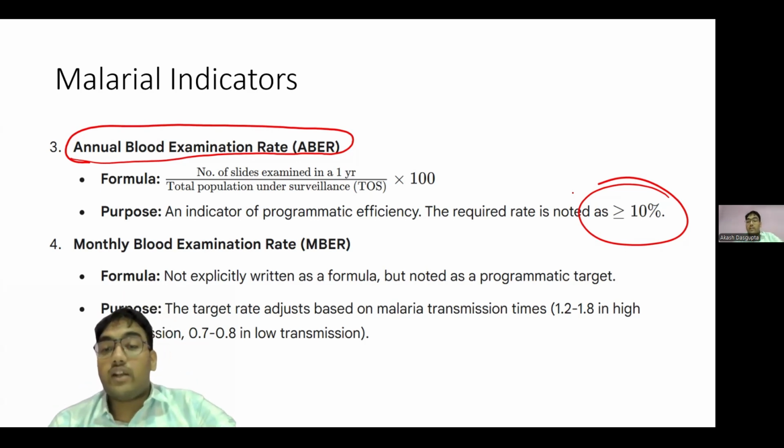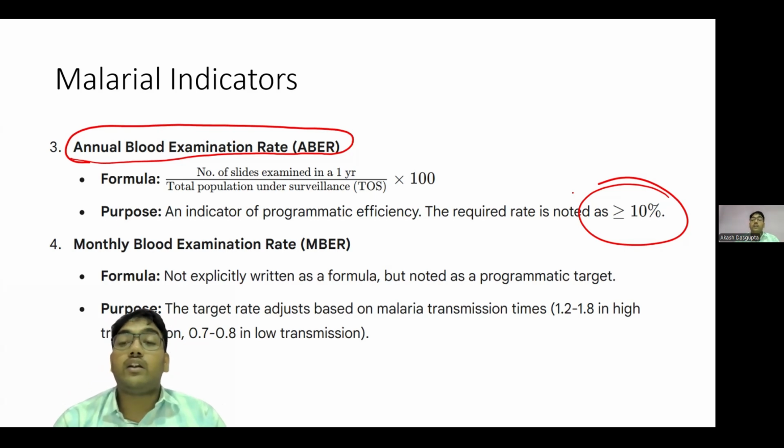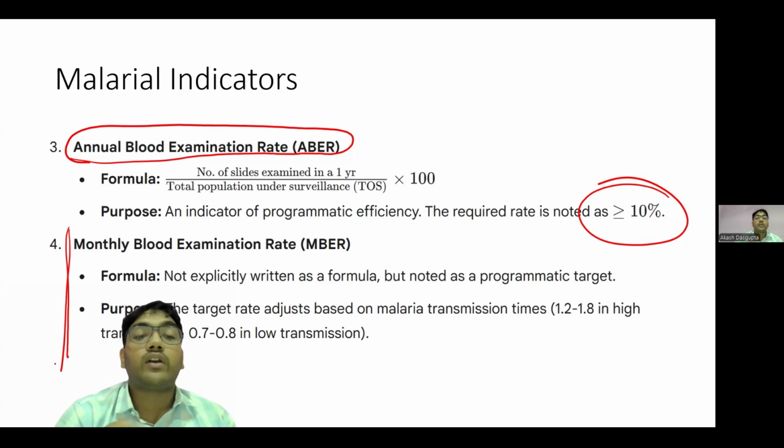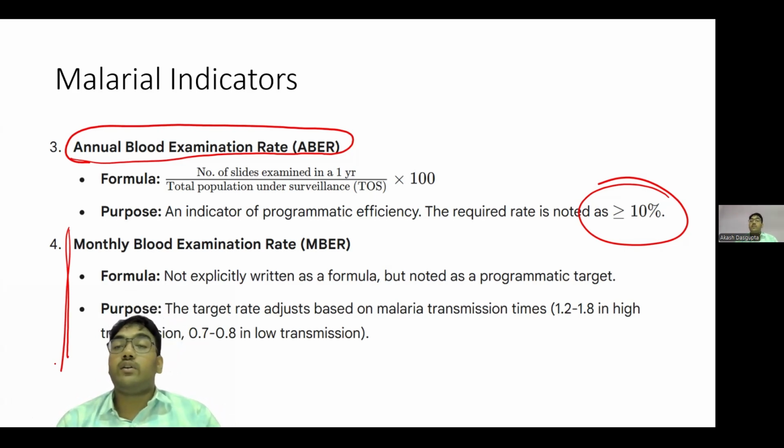Monthly blood examination rate can also be calculated. It is calculated not to look at programmatic efficiency, but to just look at the seasonal patterns. Okay, from the monthly blood examination rate, you can have an idea about the seasonal transmission of malaria. Because even in terms of low transmission, you need to have an adequate blood examination. A bare minimum of blood examination needs to be there to ensure that you are really aware as to what the transmission dynamics are during those low transmission seasons as well. Okay.